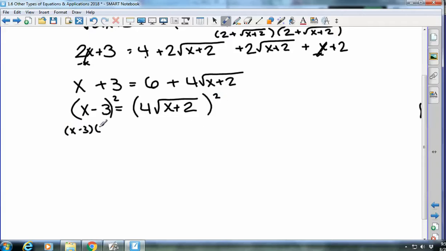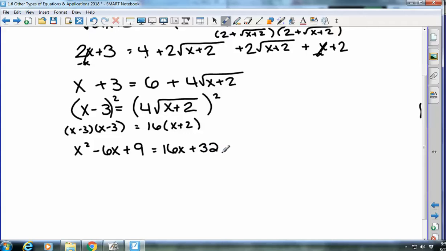So this means x minus 3 times x minus 3. So if you FOIL, you get x squared minus 3x minus 3x, so minus 6x plus 9. On this side, when you square, you have to square the 4. 4 squared is 16. When you square the square root, it drops. So it's like 16 times x plus 2. So that gives me a 16x plus 32.